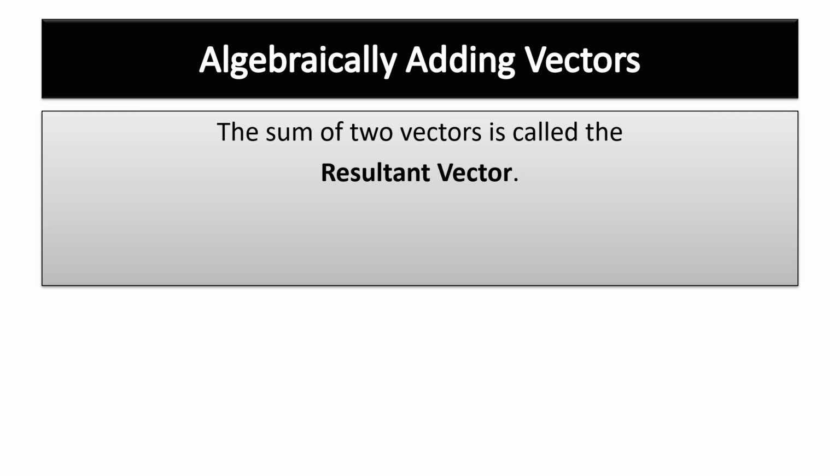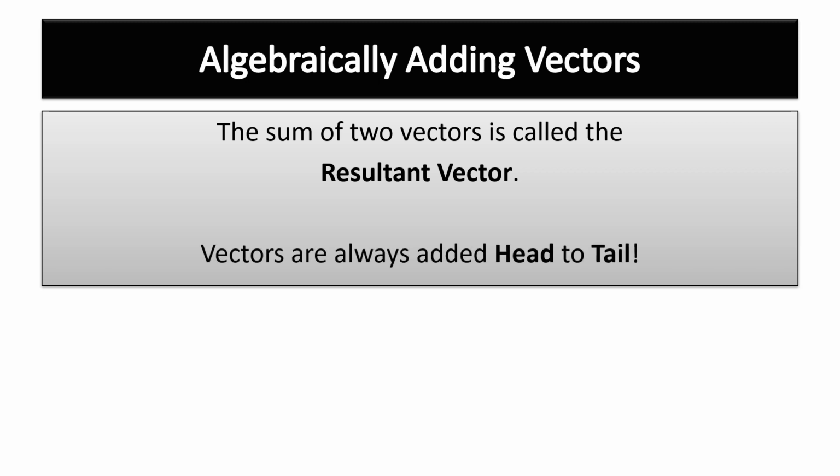So this is how you algebraically add vectors together. The sum of two vectors is called the resultant vector. So one vector plus one vector, and then you get a result, or a resultant vector. And keep in mind, vectors are always added head to tail, okay? Keep that in mind, head to tail. But what does that mean?